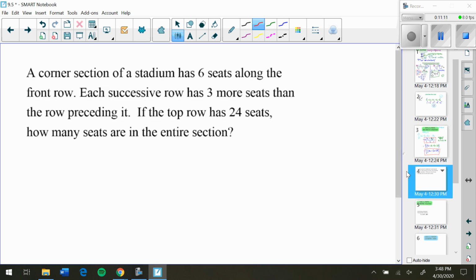The corner section of a stadium has 6 seats along the front row. Each successive row has 3 more seats than the row preceding it. If the top row has 24 seats, how many seats are in the entire section?